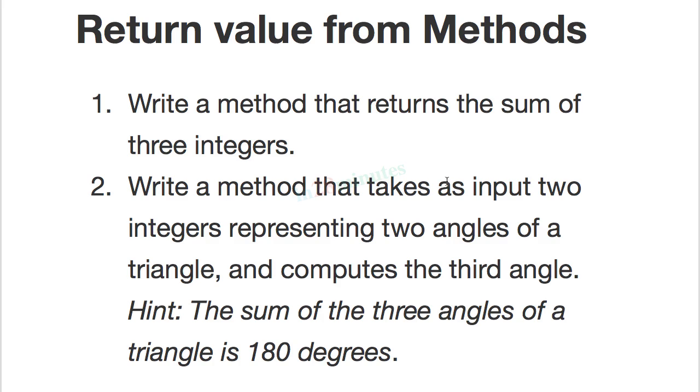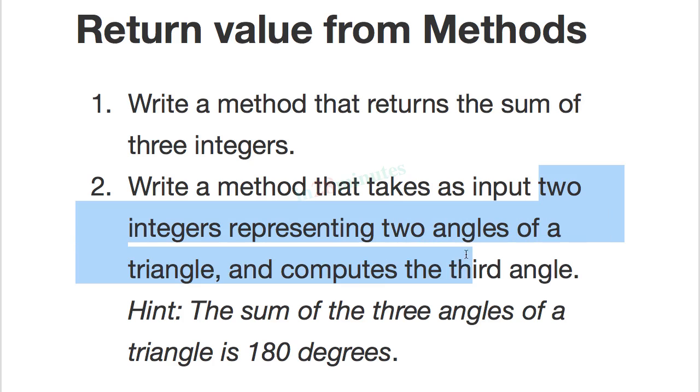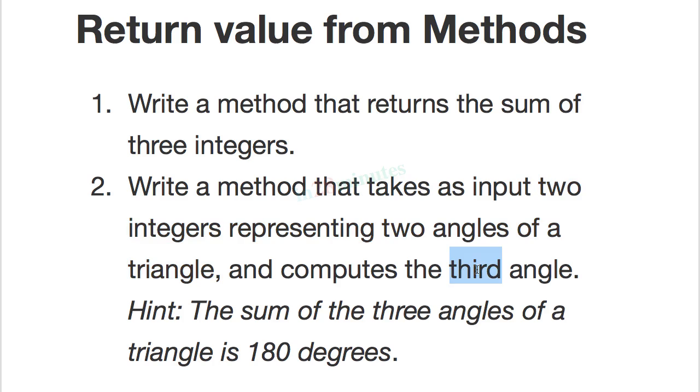The second one is to write a method which takes as input two integers representing two angles of a triangle. The two inputs are two angles of a triangle and you need to compute the third angle. One of the important hints is the fact that the sum of three angles in a triangle is 180 degrees.